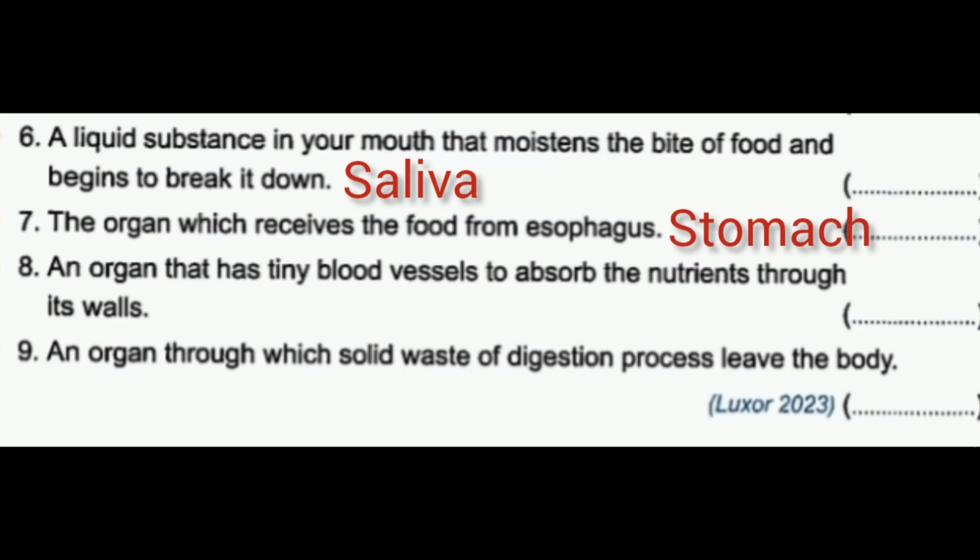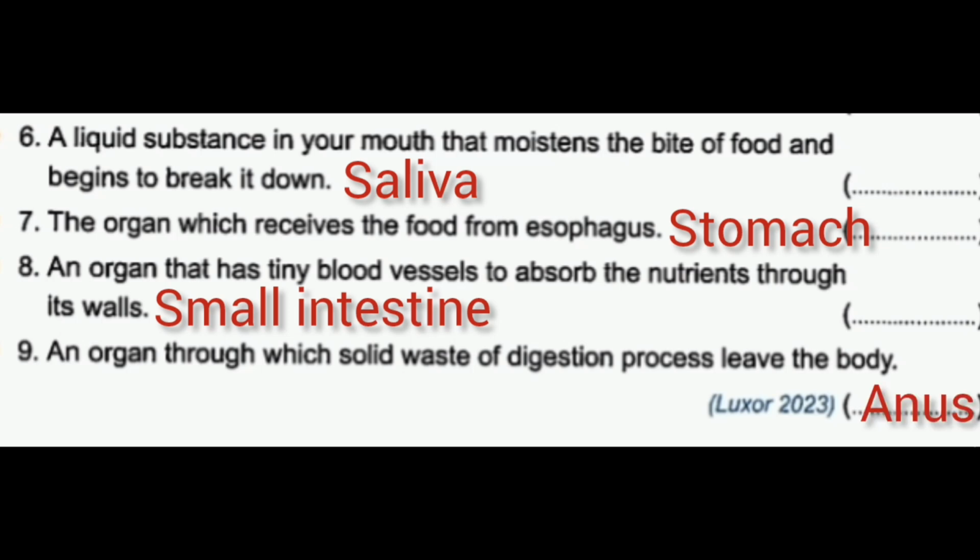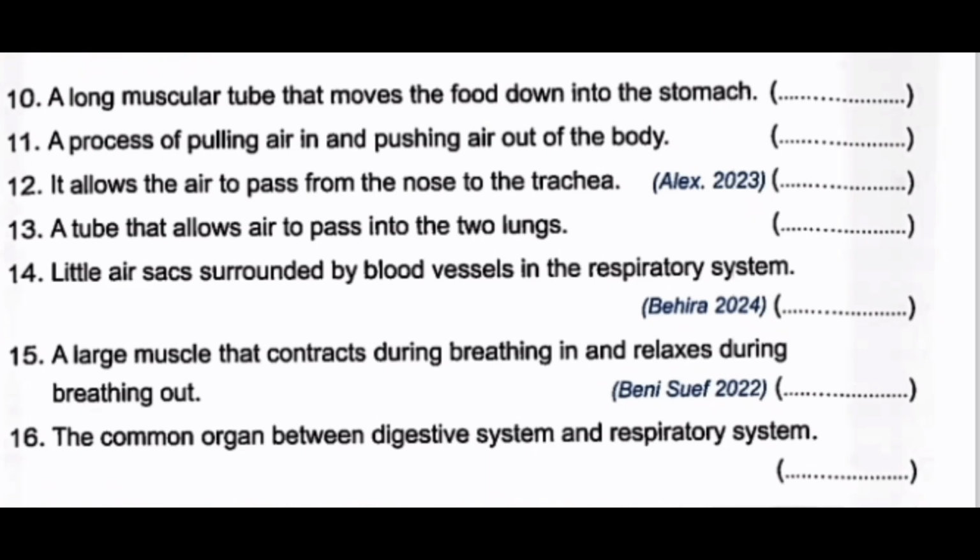Number 8. An organ that has tiny blood vessels to absorb the nutrients through its walls. Which organ has tiny blood vessels? Small intestine. Number 9. An organ through which solid waste of digestion process leaves the body. We want the last organ in digestive system. The answer is anus. Number 10. A long muscular tube that moves the food down into the stomach. We want the organ that is before the stomach. Esophagus.